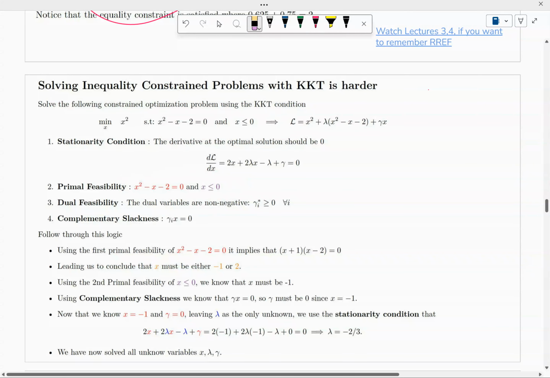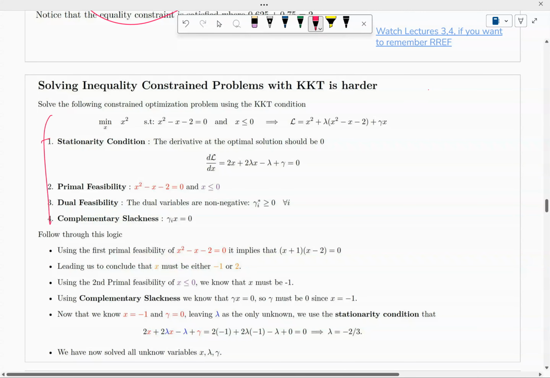Now, the next one is dual feasibility. For the dual variables, it's saying that all the gammas have to be greater than or equal to zero. So we now know this is greater than zero. And the last one is complementary slackness. It says that when you multiply the two of them, they have to be equal to zero as well. So this has to be greater than or equal to zero, and together they have to multiply to equal zero.